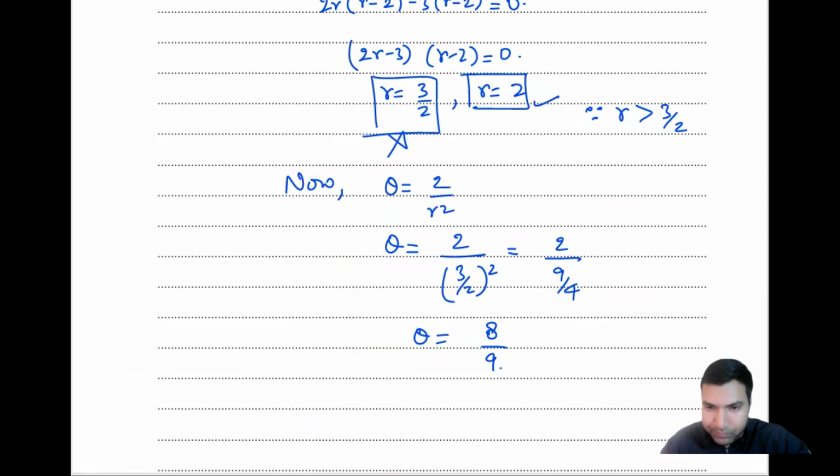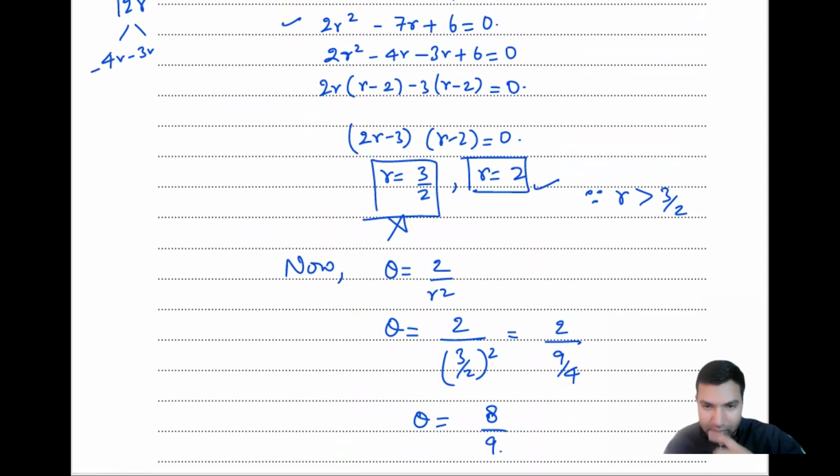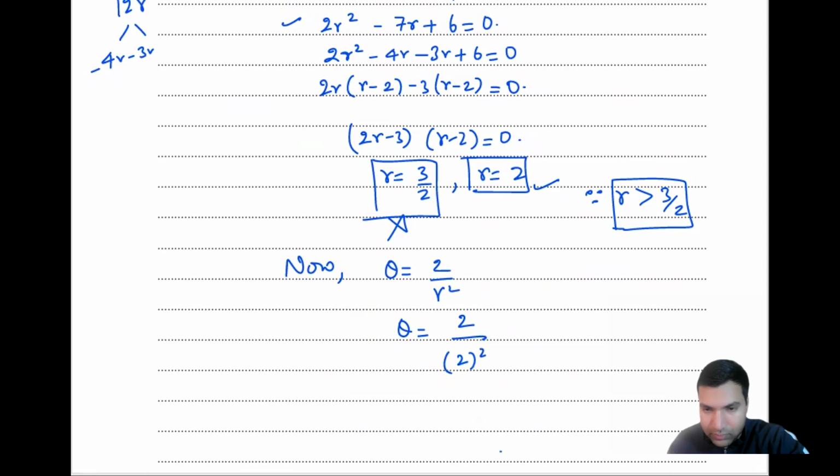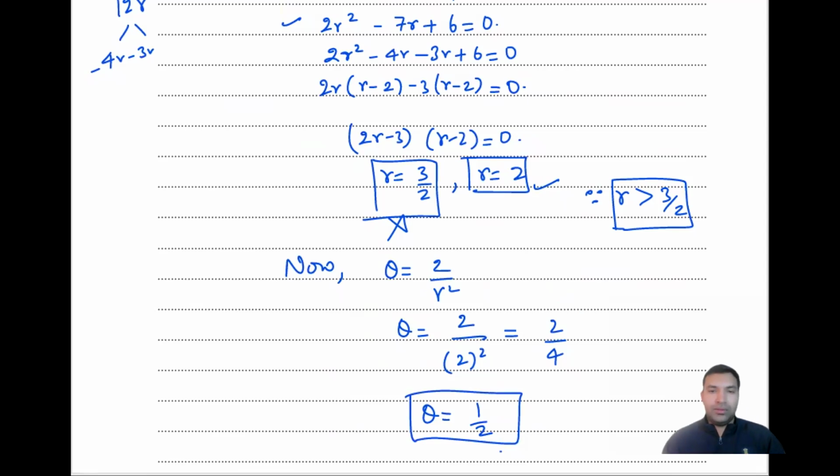Now, let me quickly check. One second, I think I made a mistake. R is equal to 2, right? My bad, sorry. By mistake, I've taken it as 3 by 2. So theta was 2 over R square. I'm so sorry. So R is equal to 2 we got. Therefore, 2 over 2 squared, which is equal to 2 over 4. And therefore, theta is equal to 1 by 2 or 0.5. So that is your answer.